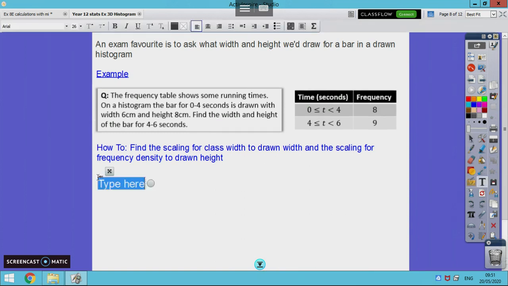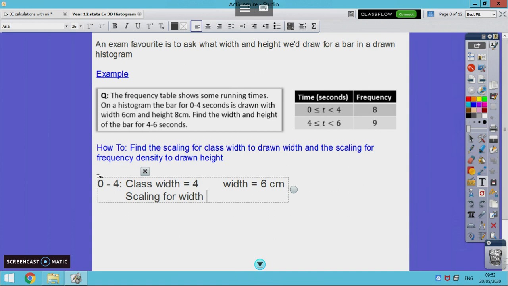Okay, so let's think about the information we know for 0 to 4. So we know that the class width is 4, and we know the actual drawn width was 6. So what's the scaling to get from 4 to 6? So we would have to find k, which would be given by 6 divided by 4, which is 1.5. So the scale factor for the width is 1.5.